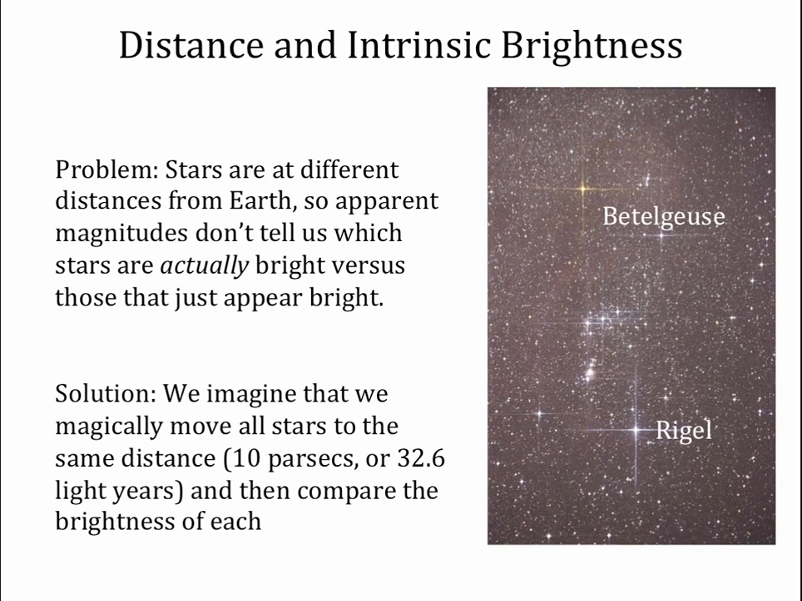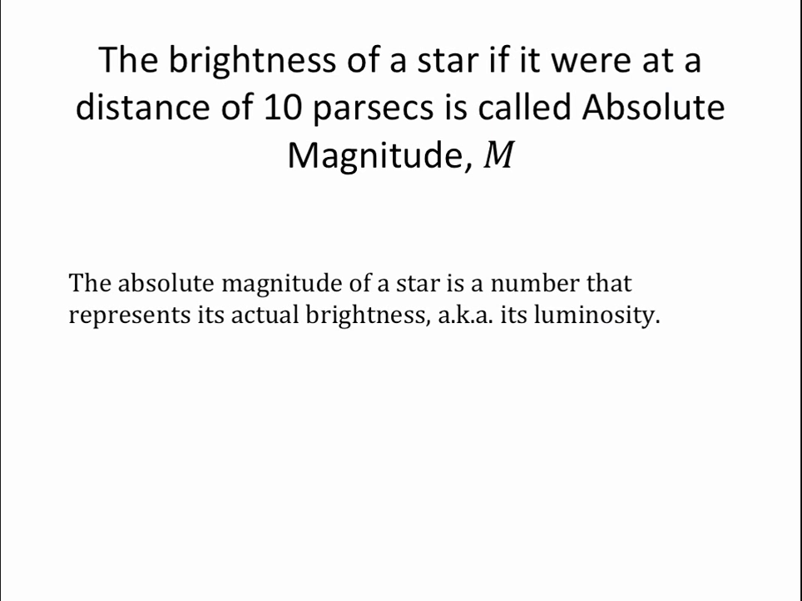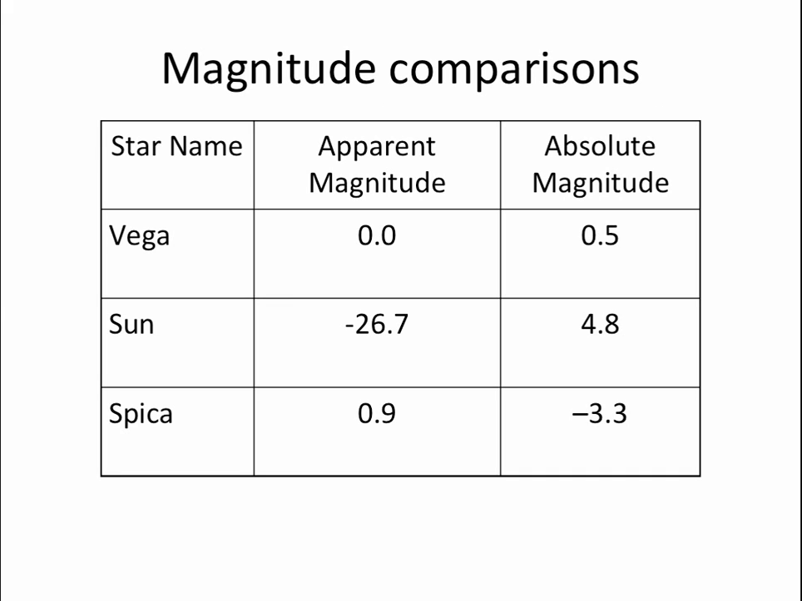So we imagine that we move them all to the same distance, to the same 10 parsecs, which is 32.6 light years, and then we compare their brightnesses using the absolute magnitude. So an absolute magnitude is how bright a star would appear from the Earth if we magically move the star to this distance of 10 parsecs. That becomes sort of our comparison distance. And so if we know the absolute magnitudes of two stars, then we know which one is actually putting out more energy. So here are some comparisons.